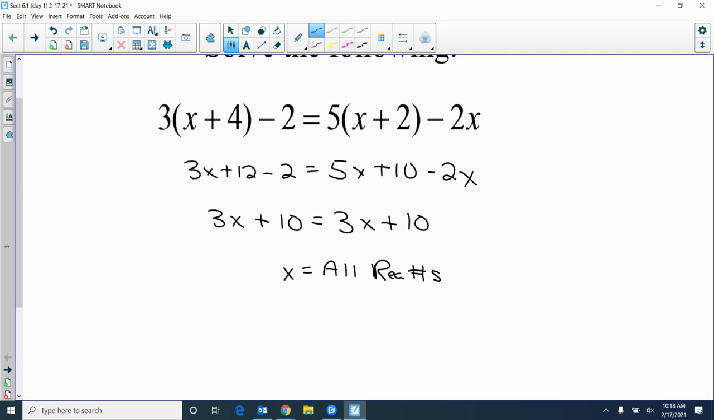And this is called an identity. Okay, it's called an identity. Everything works. Now, what are we doing today? We're proving what? Trig identity. We're proving trig identity. This is an algebraic identity. So this is going to have some similarities to this.